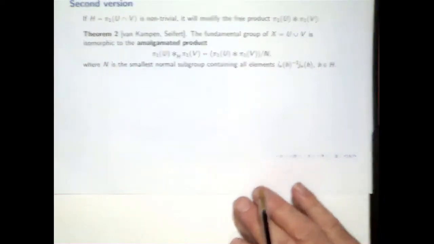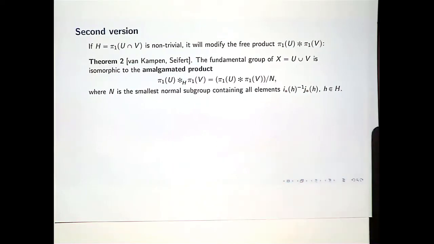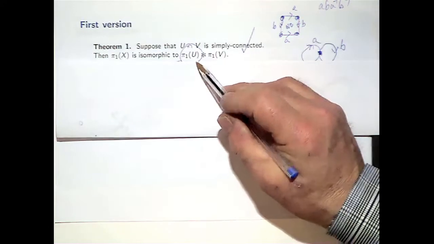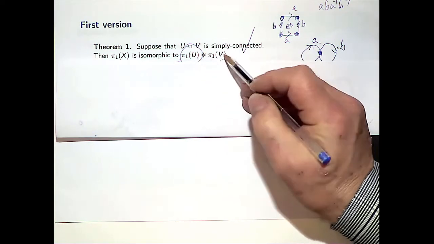Now, to come on to the second version then, I think I best explain this by means of an example. So remember, most groups are not free. We're very lucky in this situation in which the intersection is simply connected. Remember, simply connected means the fundamental group is trivial. So if the fundamental group of the intersection is trivial, we know that the fundamental group of this big space X is just this free product. No relations between these two groups.